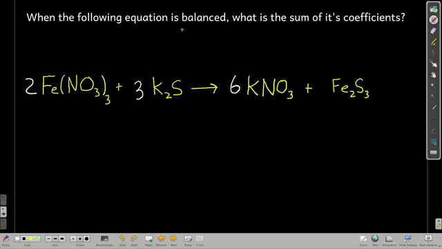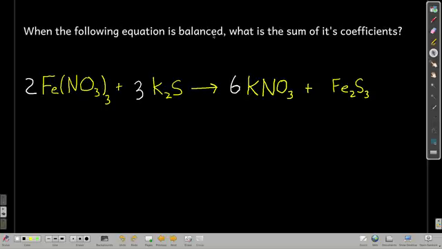Now, the question up here is the way that I often ask, and a lot of people ask, balancing questions on a multiple choice exam. When this is balanced, what is the sum of its coefficients? The sum of the coefficients would just be 2 plus 3 is 5, 2 plus 3 is 5, plus 6 is 11, plus 1 is 12. Watch out for that 1. A lot of times people stop at 11.